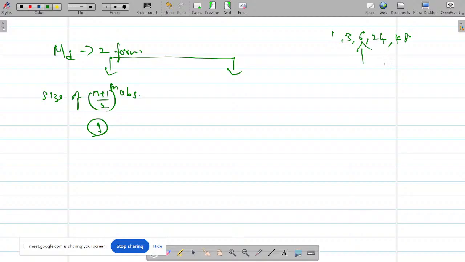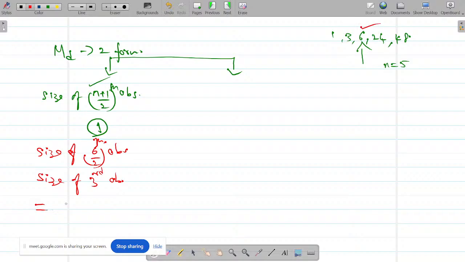How many values are here? n is equal to 5. Apply this formula: size of (n plus 1) by 2, which is 6 by 2th observation. So this is the size of the third observation. What's the third observation? 6. If there are only a few observations, you can find the answer directly by locating. And here you find that n is odd in number.